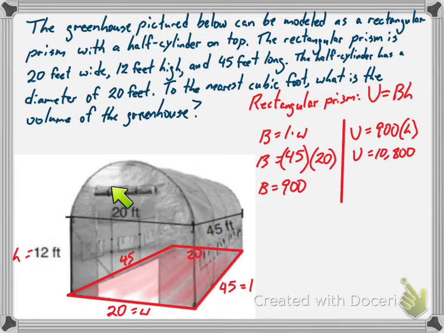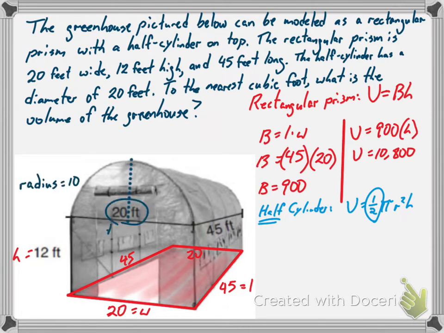Now we just need to figure out what the volume of this half cylinder on top is. A half cylinder is exactly that, half a cylinder. So I took the cylinder formula, which is pi r squared h, and I just added the 1/2 to it. So I just used 1/2 pi r squared h. You could just use the cylinder formula and then divide it by 2 at the end if you want. I'm just going to do it this way.